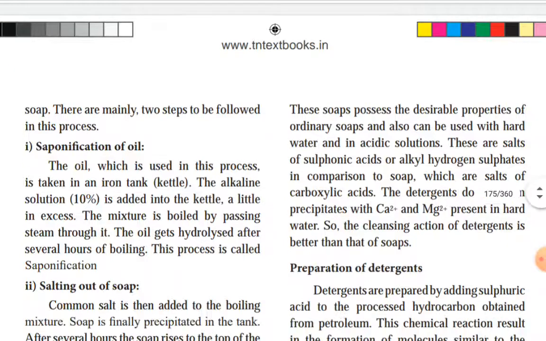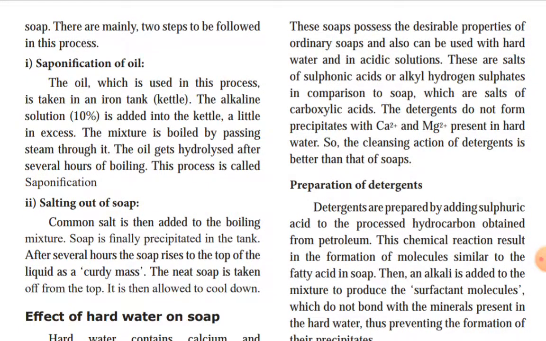Then the second step, salting out of soap. The brine solution of sodium chloride, that is common salt, is then added to the boiling mixture. Soap is finally precipitated in the tank. After several hours, the soap rises to the top of the liquid as curdy mass. The neat soap is taken off from the top and is then allowed to cool down. So in this step, common salt, that is the brine solution, is added in the tank.